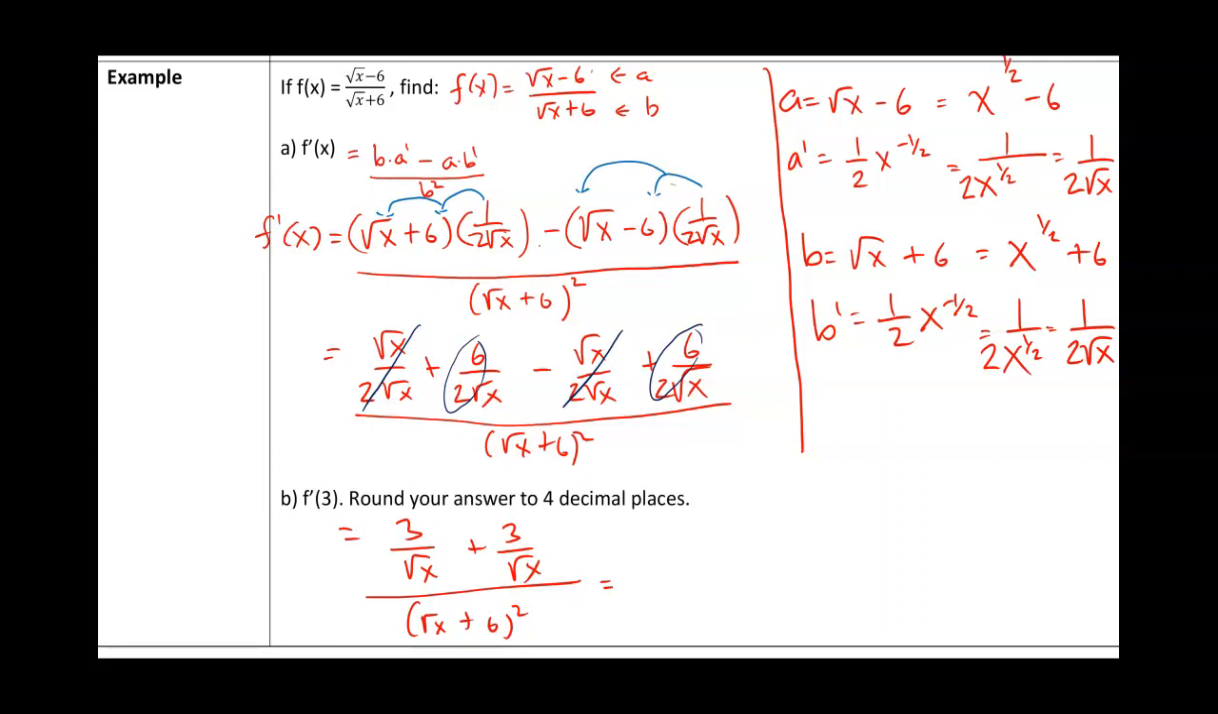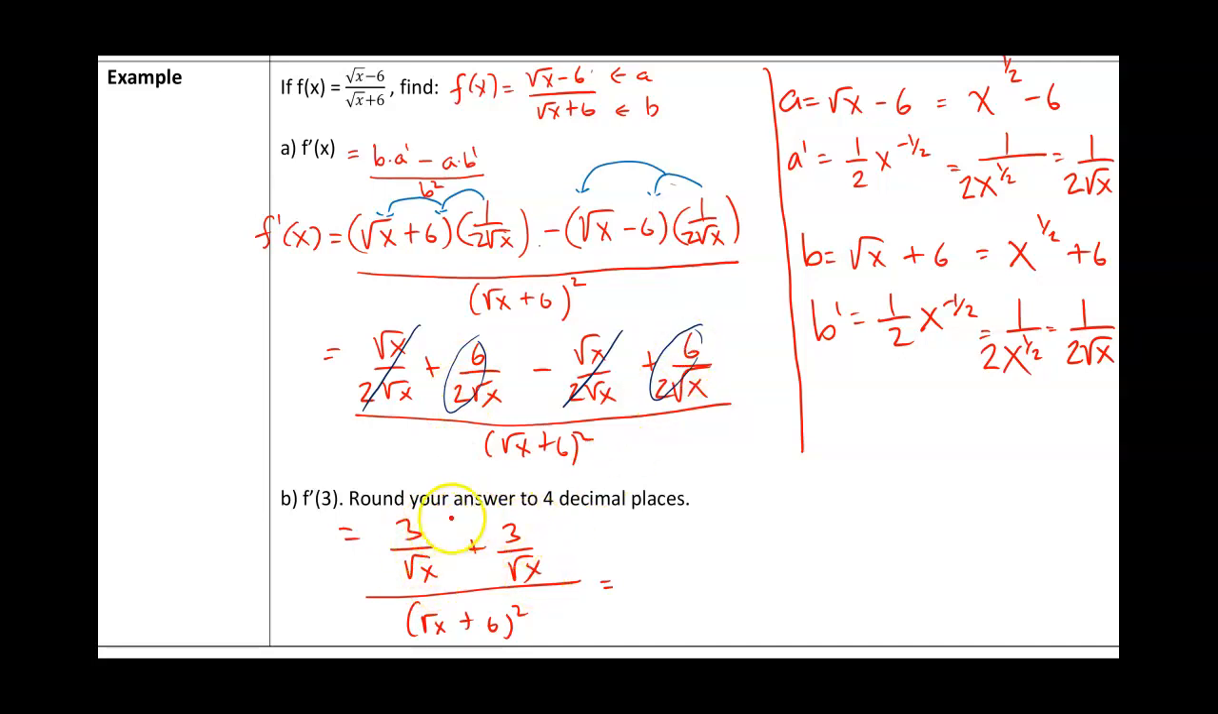And what that does is you've got one positive radical x over 2 radical x, and one negative radical x over 2 radical x. So those just cancel each other out, right? And then here we have 6 over 2, which is 3 over radical x. Here we have 6 over 2, which is 3 radical x.